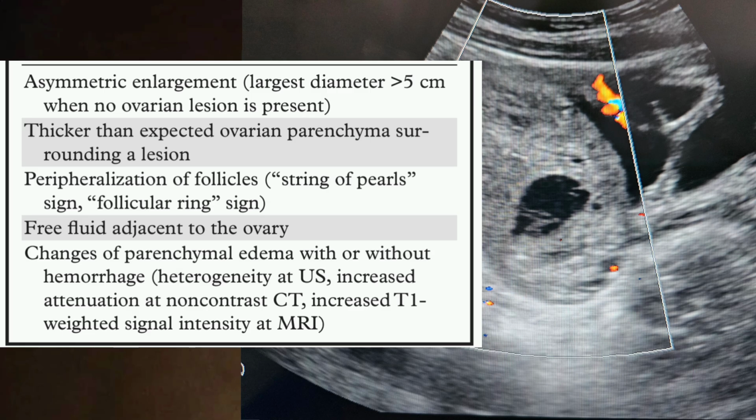The ovarian parenchyma is usually thicker than expected, and there is peripheralization of the follicles, which is called the string of pearls or the follicular ring sign. In most cases, free fluid is also seen, although CT scan and MRI are also very helpful for the diagnosis. However, due to the non-specific symptoms, the diagnosis is usually missed or delayed.